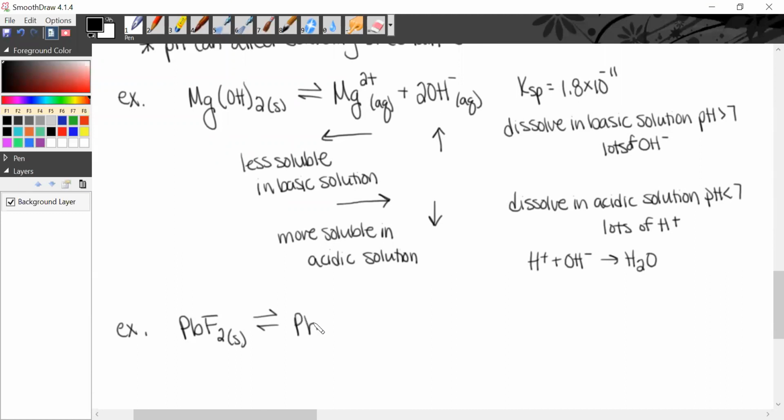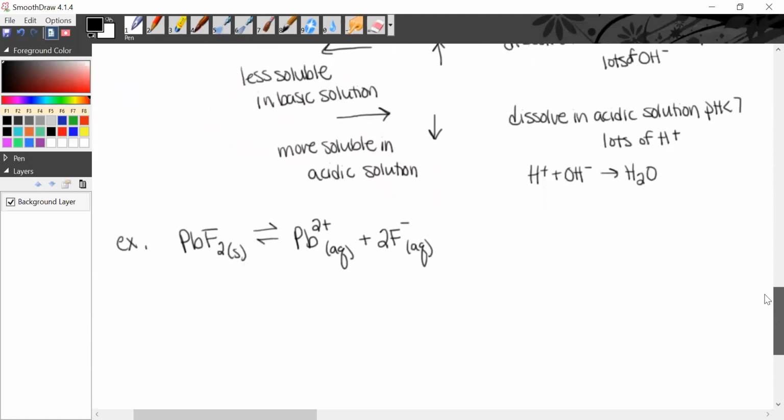So we're going to get some Pb2+ and we're going to get some F−. I don't know what the Ksp is. It doesn't matter. The point is that this is that equilibrium. You've got some of these ions, not a ton, and you've got some of this solid.